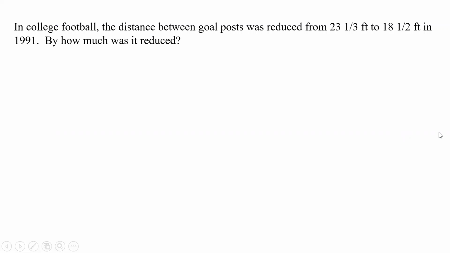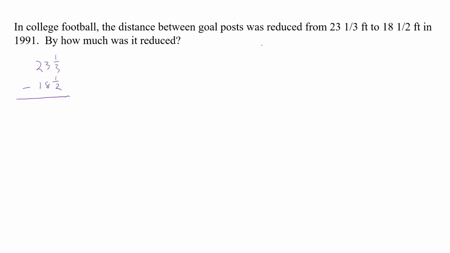All right, so let's think about some more problems here. So in college football, the distance between goalposts was reduced from 23 1/3 feet to 18 1/2 feet in 1991. By how much was it reduced? All right, so what we're going to do here, it sounds like we're going to do subtraction. And so let's write this out. So we have 23 1/3 minus 18 1/2. And so that's going to be our subtraction.